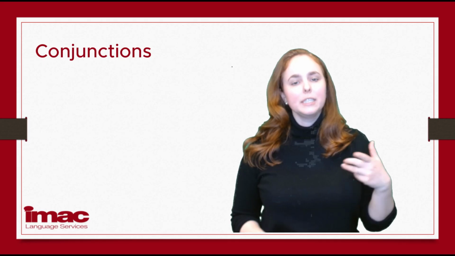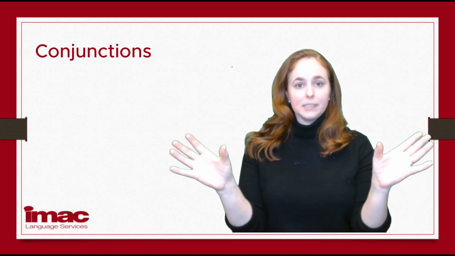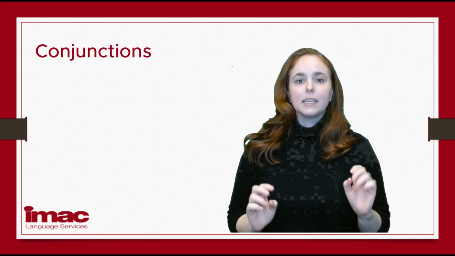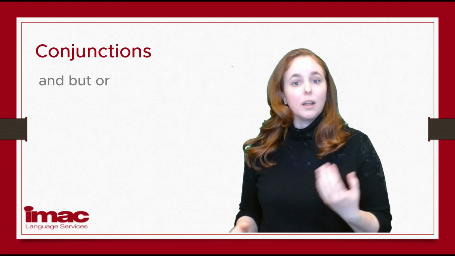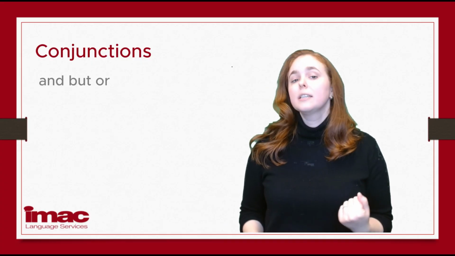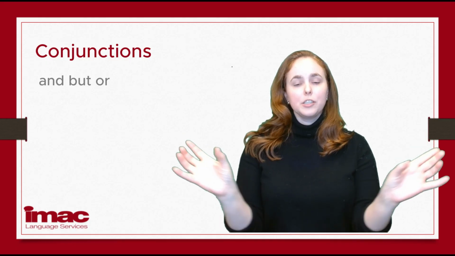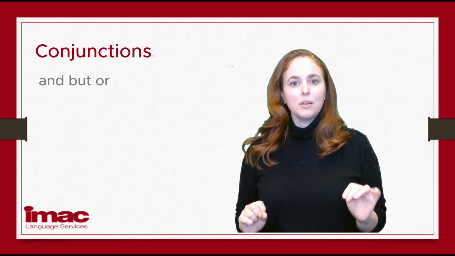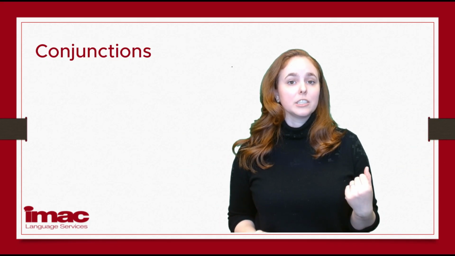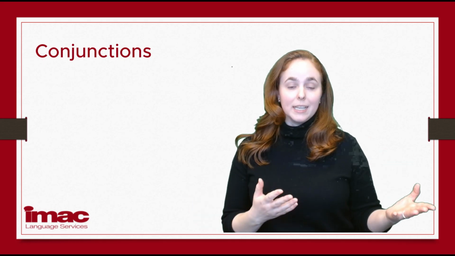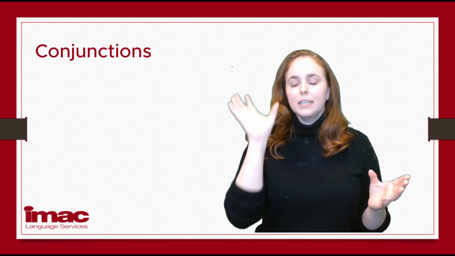Finally, we have our conjunctions. Conjunctions are really useful words. They are connecting words. Usually, we use them to connect two clauses together. For example, with and, but, or our coordinating conjunctions, we can use them together to join two independent clauses. Or we could use subordinating conjunctions like although or because to join an independent and dependent clause.